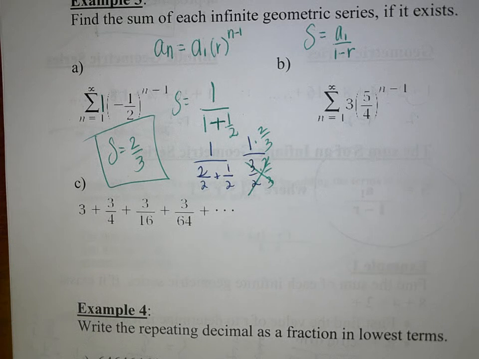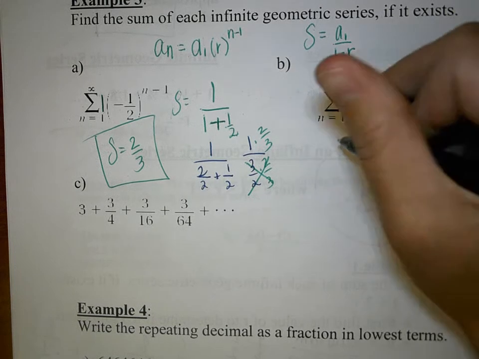Okay, so look at B. What is my ratio? 1 and 1/4, or we could just say 5 over 4, right? So will the sum exist? No. Clayton, will the sum exist on B? In order to check if a sum exists, the ratio has to be between -1 and 1. So what is my ratio on B? 5 over 4.